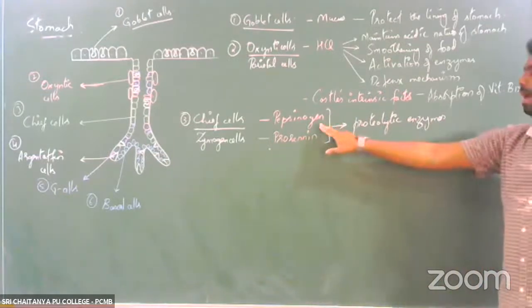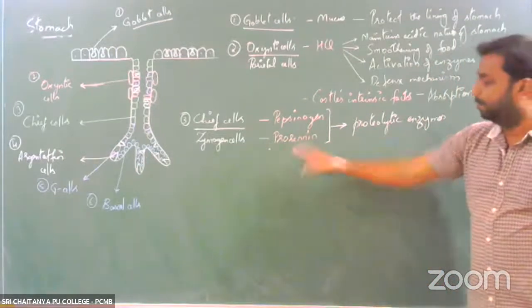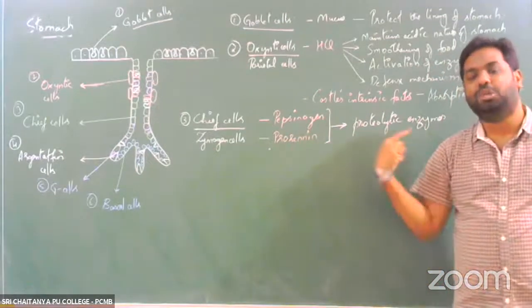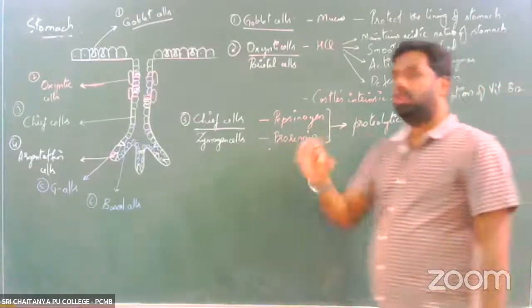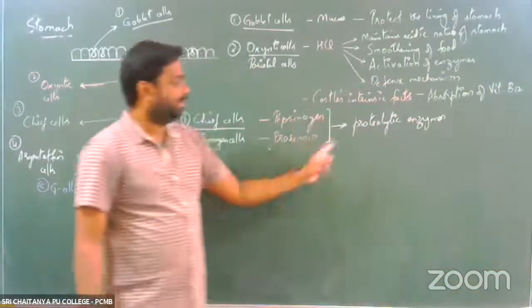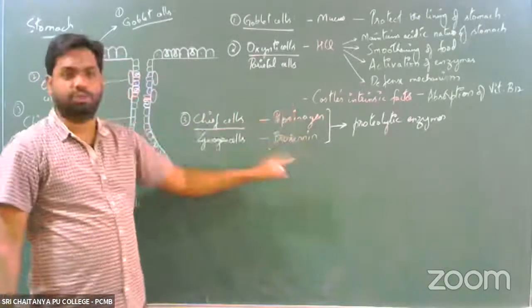Pepsin starts acting on almost all of the proteins that are present, whereas prorenin, after its activation into renin, specifically targets the milk protein called casein. Right? It will specifically target the milk protein called casein. So that is the role of these two enzymes.